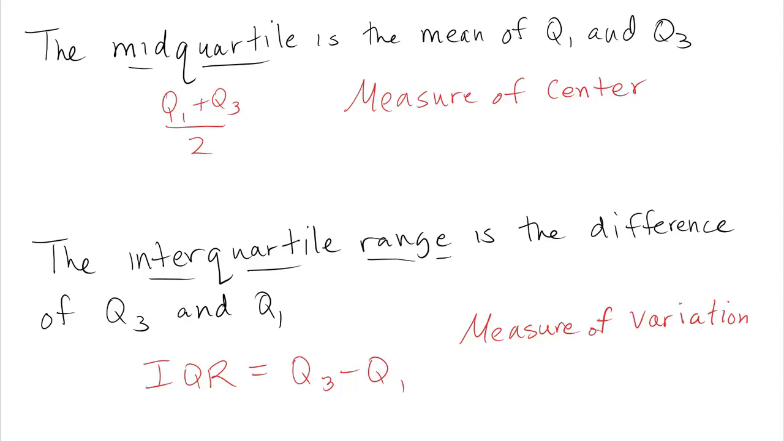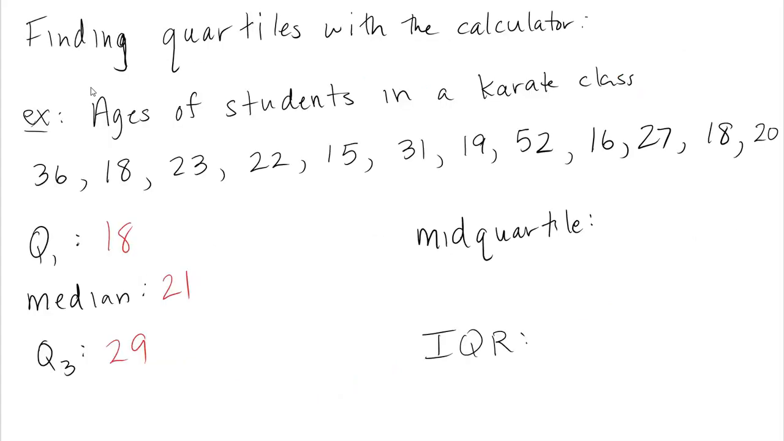Again, it ignores outliers. One of the problems we said we have with the range is that it would be easily swayed by outliers. The interquartile range only covers the middle 50% of the data, and so it effectively ignores any outliers. So let's calculate a mid-quartile and an interquartile range, and we may as well do it for the example that we just knocked out. We were looking at the ages of the students in a karate class. We had these 12 ages, and we identified the first quartile and the third quartile for that set of data.